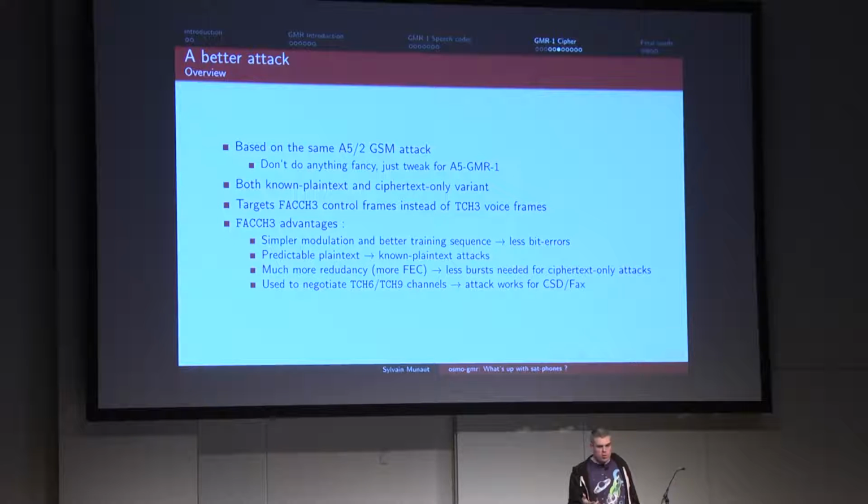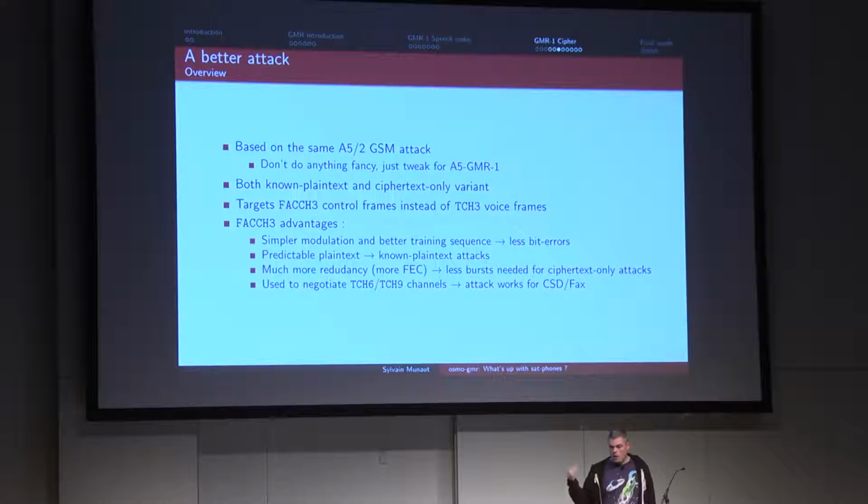Some other nice properties of the control channel: there's much more redundancy. In TCH3, not all the bits are actually error corrected, which means you don't add that much information. While for the control channel, each layer 2 bit that you transmit is almost quadrupled before you put it on the air, which means you can build a lot of equations very fast without many bursts. In the RUB attack, they needed 32 frames. That's probably because there is not that much redundancy in the TCH3 frames.